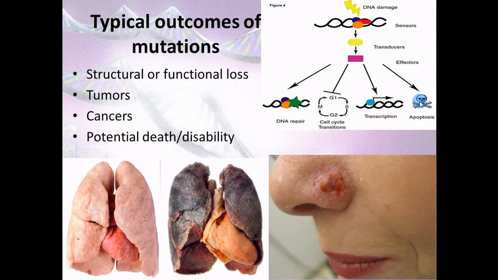And if you remember that term, what is it? It's cell death, cell suicide. Right? Some other outcomes, tumors. So here you can see that smoker, nice pink lungs to the smoker's lungs. You can see kind of cancers, which I should put a little lump in here, but here's skin cancer that's happening on this woman's nose. I'm assuming it's a woman. And then potential death and disability. So those are some of the possible outcomes.